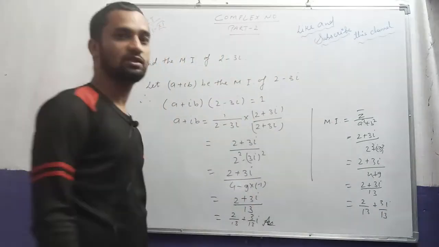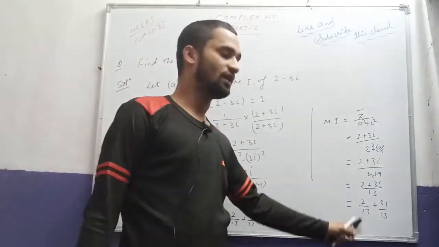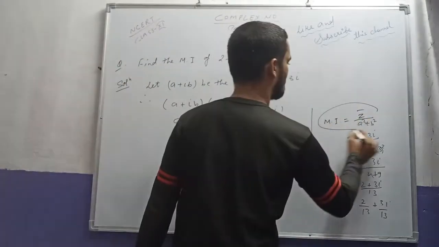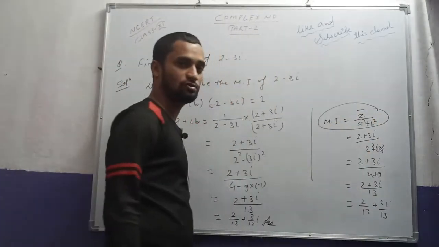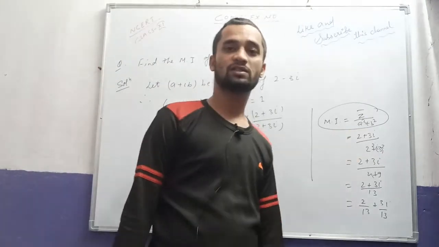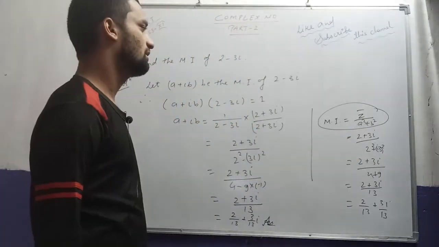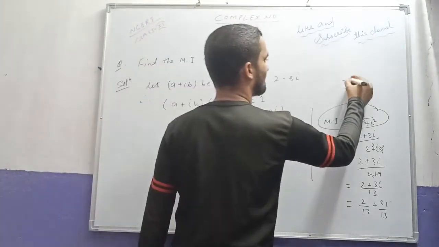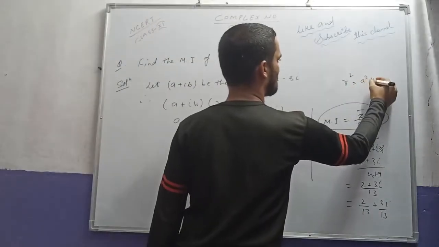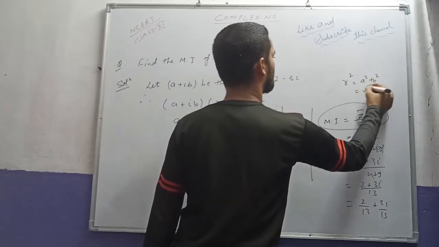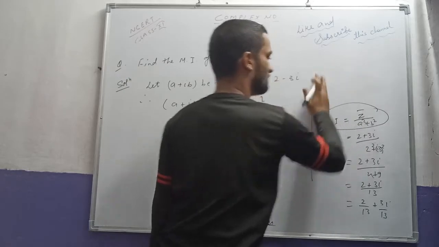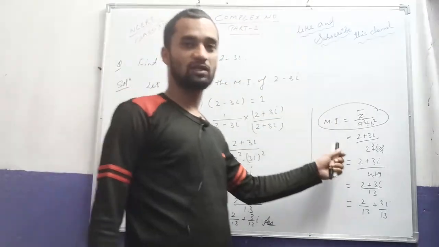So this is another way of finding the multiplicative inverse. Here you can see the formula: multiplicative inverse is z bar, the conjugate of the given complex number, upon a square plus b square. Generally it is written as r square. Okay, r is what? A square plus b square. Further you will study that, that's why I have written a square plus b square. So this is the way to find the multiplicative inverse.